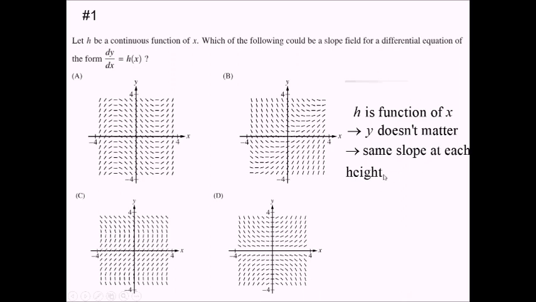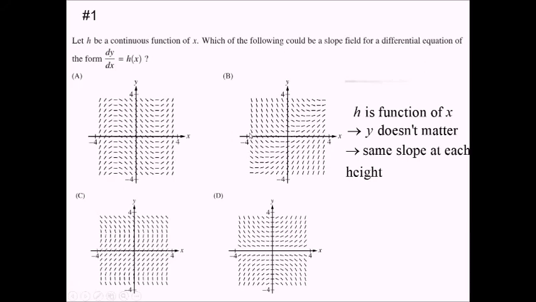Taking a look at which graph follows this pattern, we see in choice A it's basically the same kind of sinusoidal curve repeated over and over again. Choice B, not so much. Here the y value definitely makes a difference. We can see different slopes on the same x value as we move from one y value to the other.